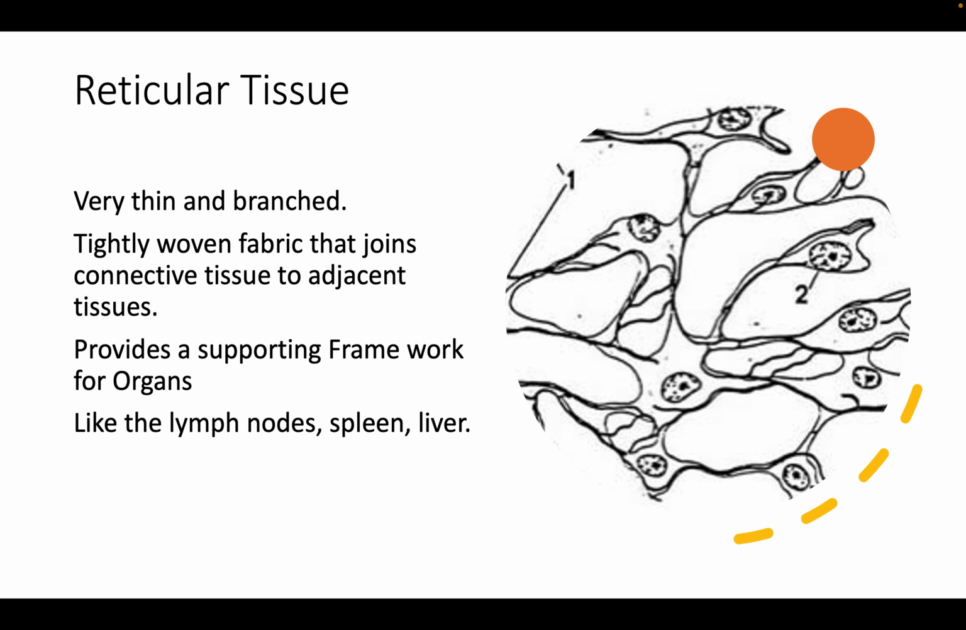So let's talk about reticular tissue. Reticular tissue is very thin and is very branched. This one is a fabric that joins connective tissue to adjacent tissues, and it provides a supporting framework for organs. It is abundant in areas where we have the lymphatic system, and it provides a supporting framework for organs like the lymph nodes, the spleen, and the liver.